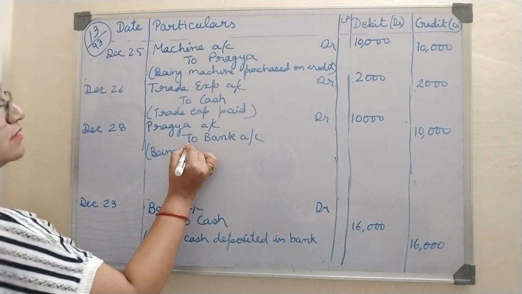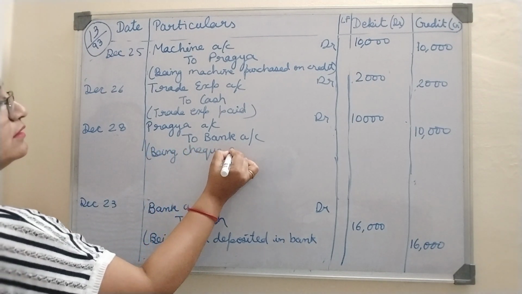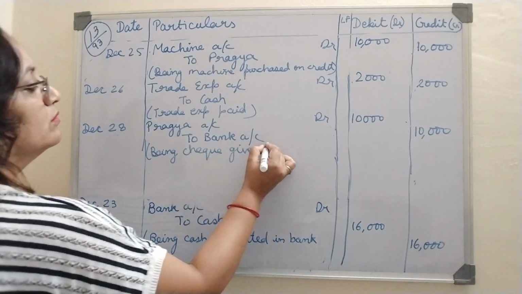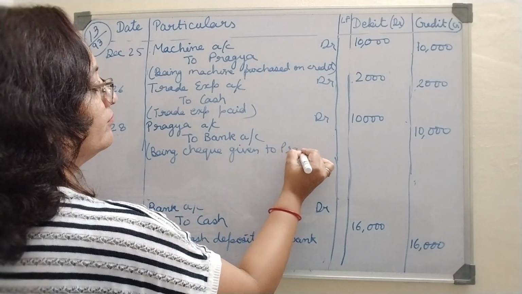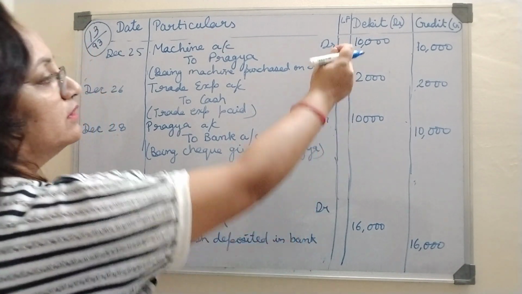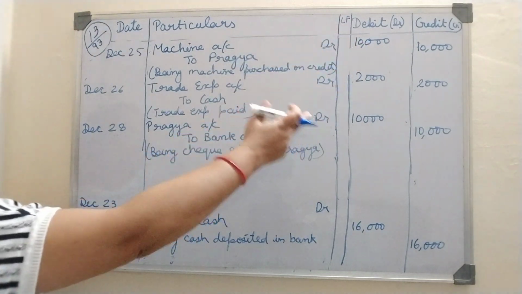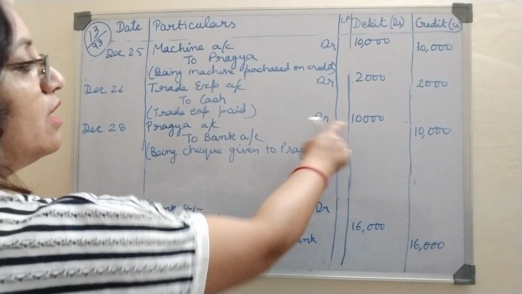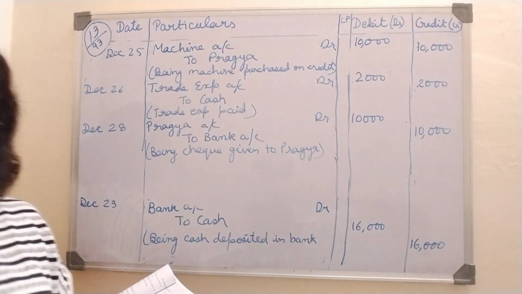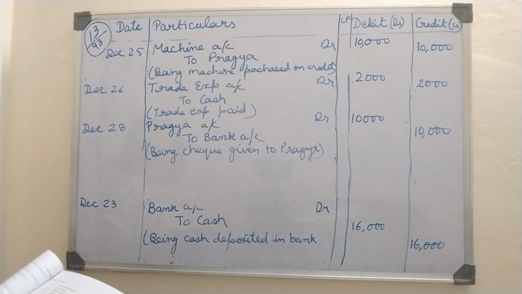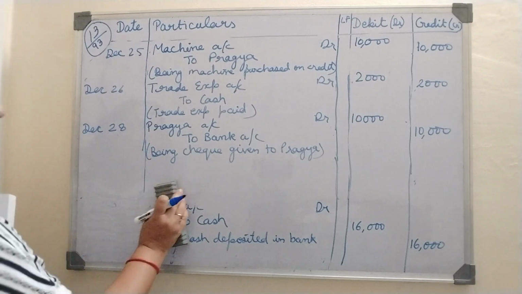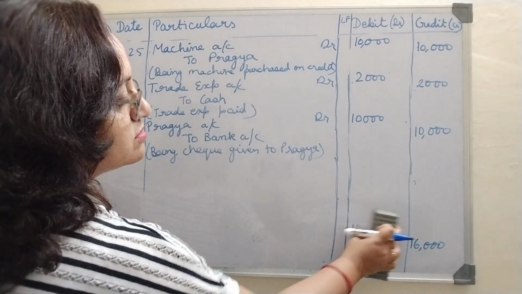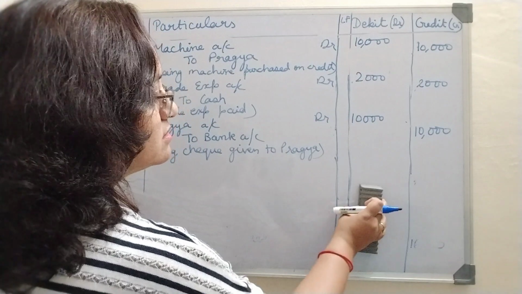Being check given to Pragya. So my account is settled now. I was supposed to give Pragya 10,000 because I purchased machine from her, and now I have paid her by giving her a check. Now next is December 29. About to get over. We will rub this also so that we have space to write.